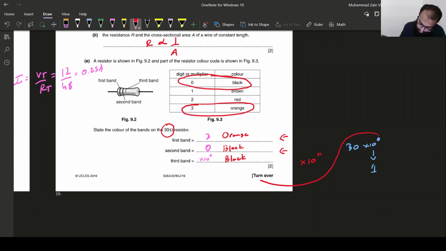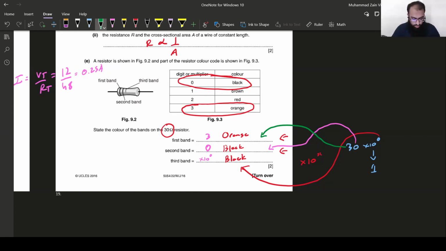The power of 10 comes from the third band, the second digit comes from the second band, and the first digit comes from the first band. So this is how I get these digits. So 30 times 10 to the power 0.